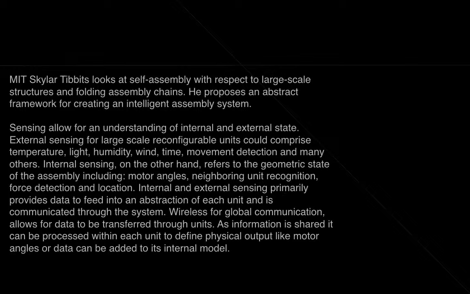Internal and external sensing primarily provide data to feed into abstraction of each other and is communicated through the system. Wireless communication allows for data to be transferred through the units. As information is shared, it can be processed within each unit to define physical output, which would be passed to activate the assemblies. And the data, of course, could be transferred to the internal model.